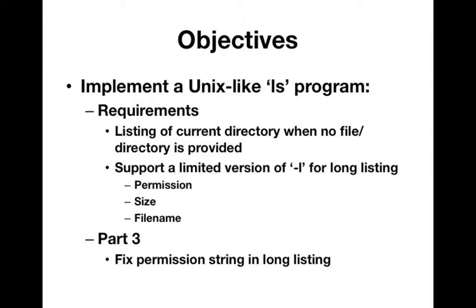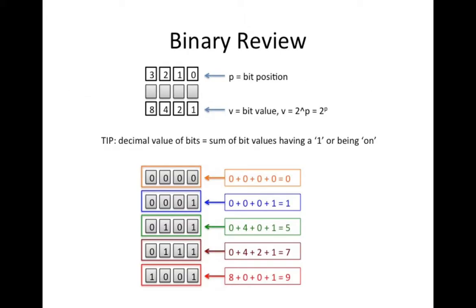For our long listing, we're going to show the permission, the size, and the file name. We already took care of the file name and the size. Now we just have to work on the permission. So before we can work on a permission, we need to understand Unix permission. So what is permission like in Unix?